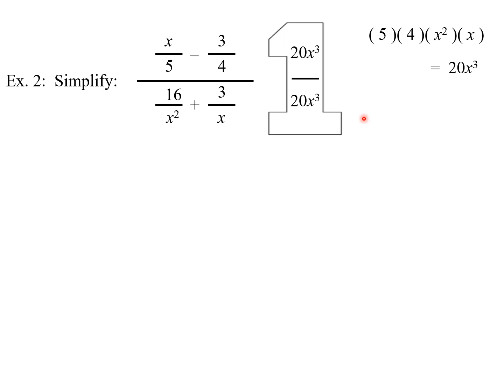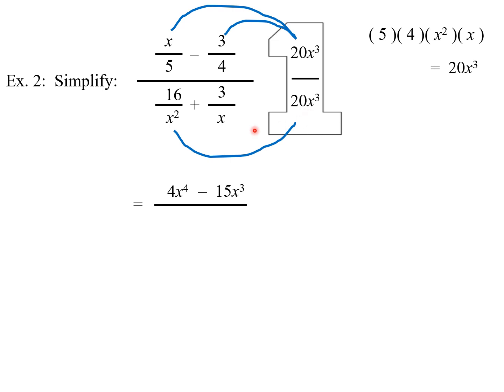Then we're going to do each one in turn. So first of all, let's multiply 20x cubed times x over 5. x times x cubed is x to the 4th, and then 20 over 5 is 4, so we get 4x to the 4th. Minus 20x cubed times 3/4. x cubed just comes along for the ride, and then 3 times 20 is 60, divided by 4 is 15. So we get 4x to the 4th minus 15x cubed. All right, now let's work on the bottom.